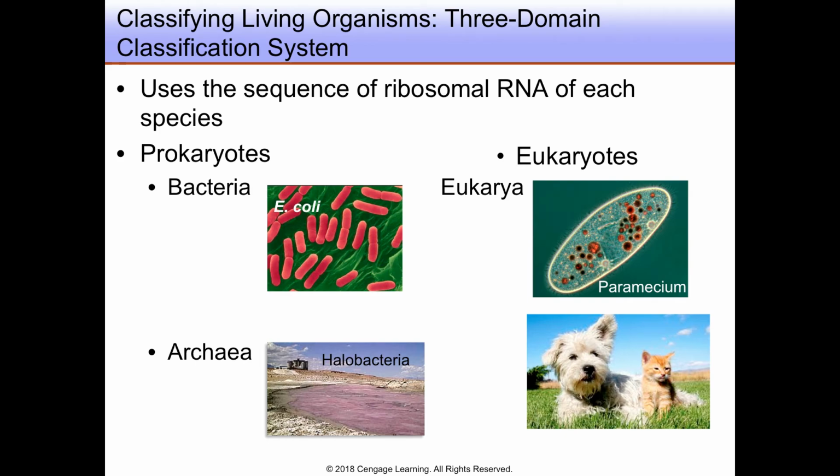The second way of grouping living organisms is by the three-domain system. It's based on similarities and differences in the sequence of ribosomal RNA, or rRNA, in each species. The three domains are bacteria, like E. coli, archaea, like halobacteria that grow on salt flats, pictured here, and eukarya.